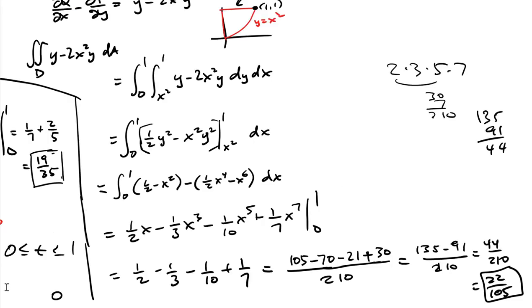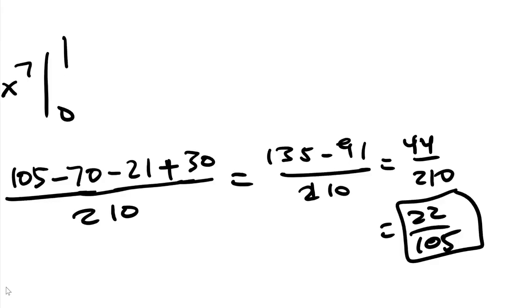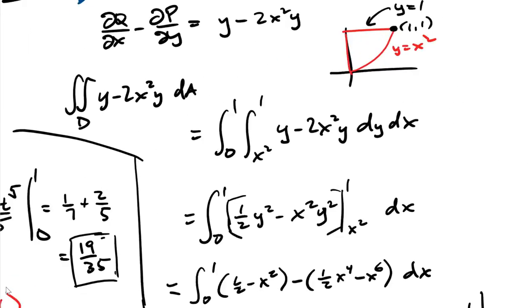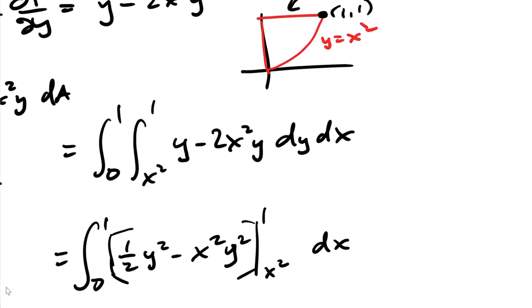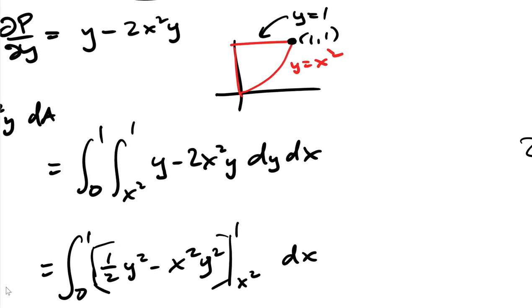All right, so I ended up getting the same answer, 22 over 105. So let me just walk through some of the math a little bit. We started out with this integral right here, and we are integrating from x squared to 1 in the y direction, and in the x direction, it's from 0 to 1, like that.